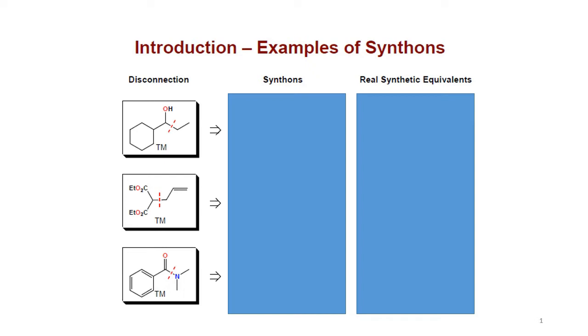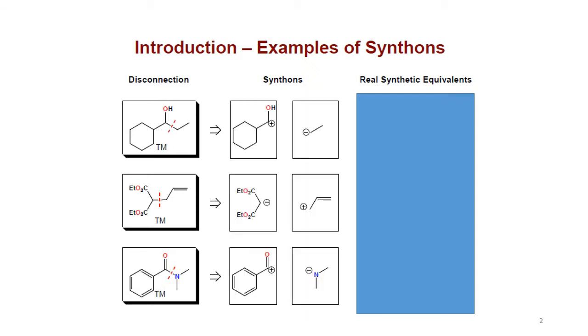So let's say we disconnect this molecule at this bond. Then the second molecule we disconnect in the middle of the molecule, and in the third target molecule we disconnect the bond between carbon and nitrogen. Okay, let's see what synthons you will get after you disconnect the bond.